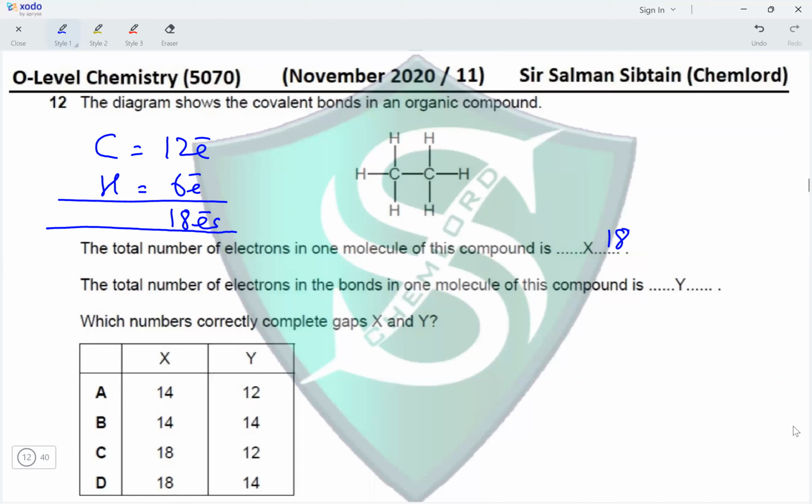And the next statement says the total number of electrons in the bonds in one molecule of this compound is Y. Okay, so how many bonds are there? 1, 2, 3, 4, 5, 6. 6 C-H bonds and 1 C-C bond. So in total, there are 7 bonds. Every bond has 2 electrons present. So 7 times 2 gives us 14 electrons. So the value of Y would be 14. Which number correctly completes gaps X and Y? So 18 and 14. This makes option D the correct option for this question.